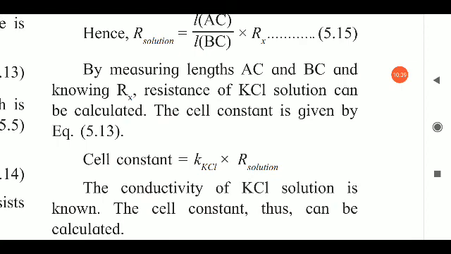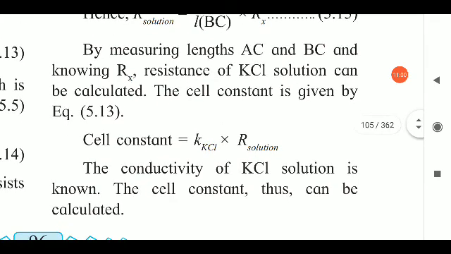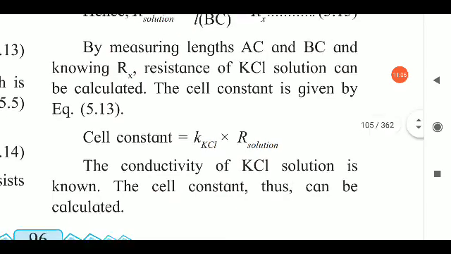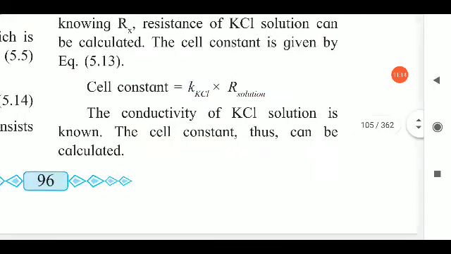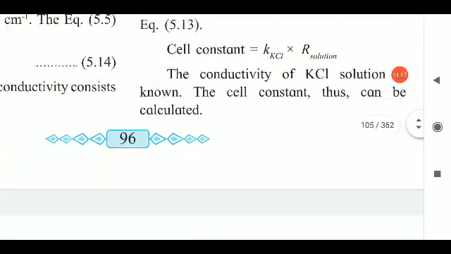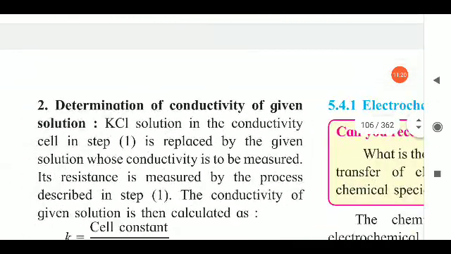Now students, the cell constant is given by equation 5.13. Cell constant is equal to K of KCl, because we have used the standard solution of KCl, multiplied by the resistance of that solution which we have taken for the measurement of its conductivity, that is, its value R solution. By using this relation we can calculate the cell constant. Now students, the conductivity of KCl solution is known, so the cell constant can be calculated. After that we can calculate the conductivity of the corresponding solution.